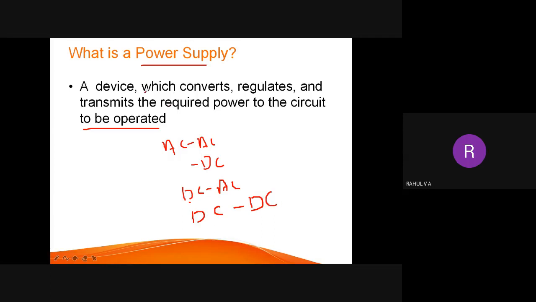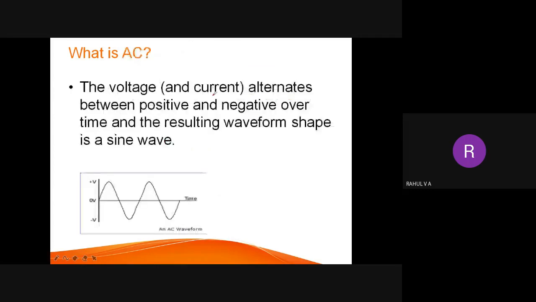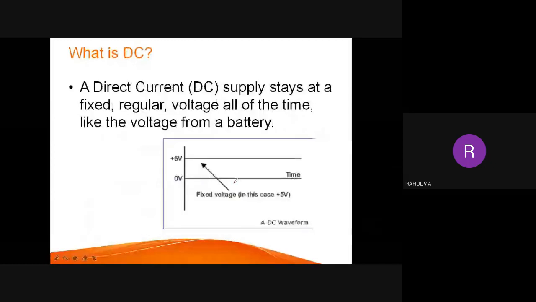So a power supply is a circuit which converts, regulates, and transmits the required power to the circuit to be operated. I will tell you what regulation is after a few slides. We know what AC is. AC is alternating current, which has alternate positive and negative half cycles. It looks just like a sine wave. And DC, we know that it is constant. If you take its magnitude at any interval of time, it will be constant.